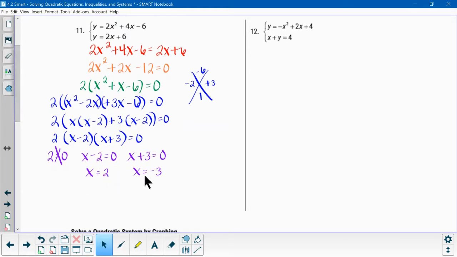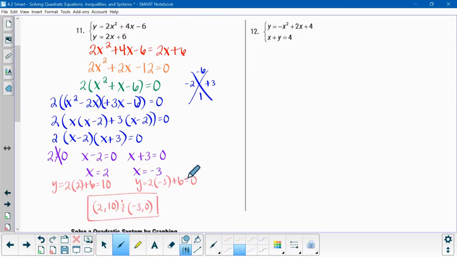So I'm going to take my two x values and I'm going to plug them back in. The easiest equation to plug them into is the second one. So I'm going to plug them in. 2 times 2 is 4, plus 6 is 10, and 2 times -3 is -6, plus 6 is 0. That should be an equal sign. Equal to 0. So my solutions are the ordered pairs (2, 10) and (-3, 0).